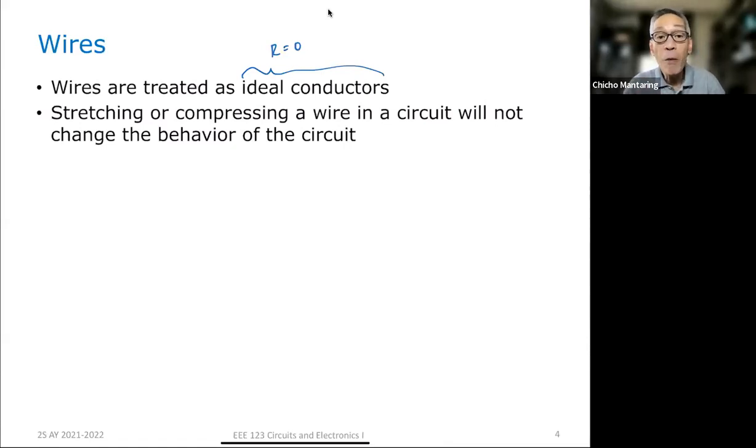Stretching or compressing a wire in a circuit will not change the behavior of the circuit. In other words, if I have a wire, I can stretch it, I can deform it, I can compress it, and the behavior of the circuit will not change. That is the behavior in terms of the voltages and currents in the circuit.